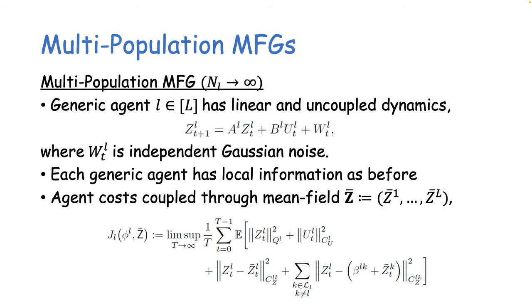And so you go to the multi-agent mean field game framework. A generic agent in the population has certain system dynamics, where W is an independent Gaussian noise. And again, you have regulation. Here, if you have multiple populations, you have multiple, but a finite number of, mean fields. One for each population, and that's why Z bar, the mean field, is a vector in this case, Z1 through ZL. ZL is the mean field of the L-th population.